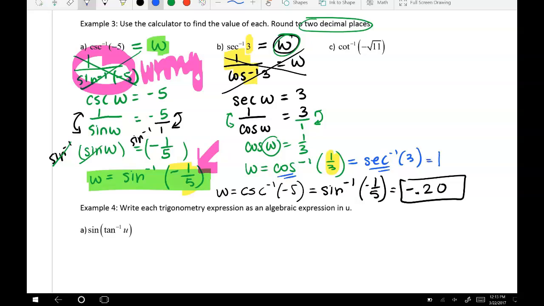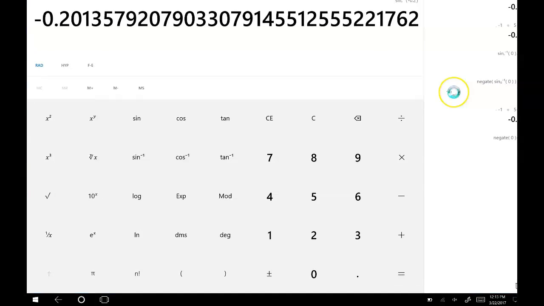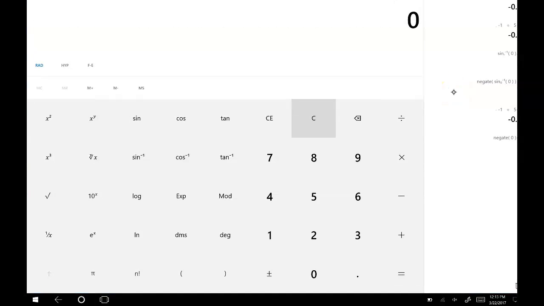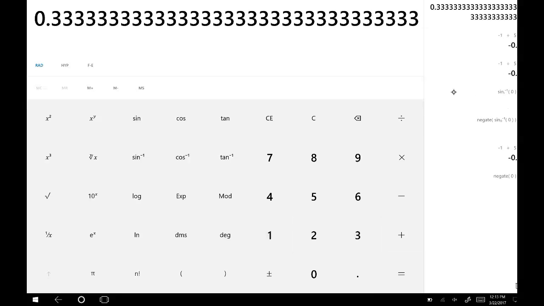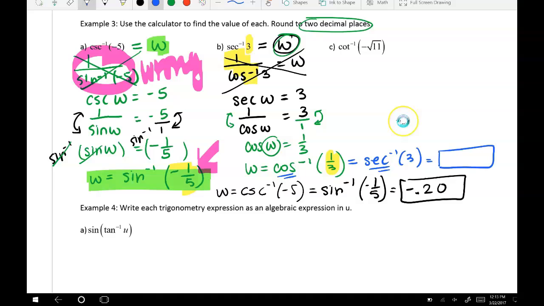Once you have an answer, can you fill that out? Let me try my calculator again. Clear this out. 1 divided by 3 equals, then I'm looking for cosine inverse, right? Whoa. Is it 1.23? Did I get it right? Did you get it right? Is your calculator in radians? So I'm going to write down 1.23.